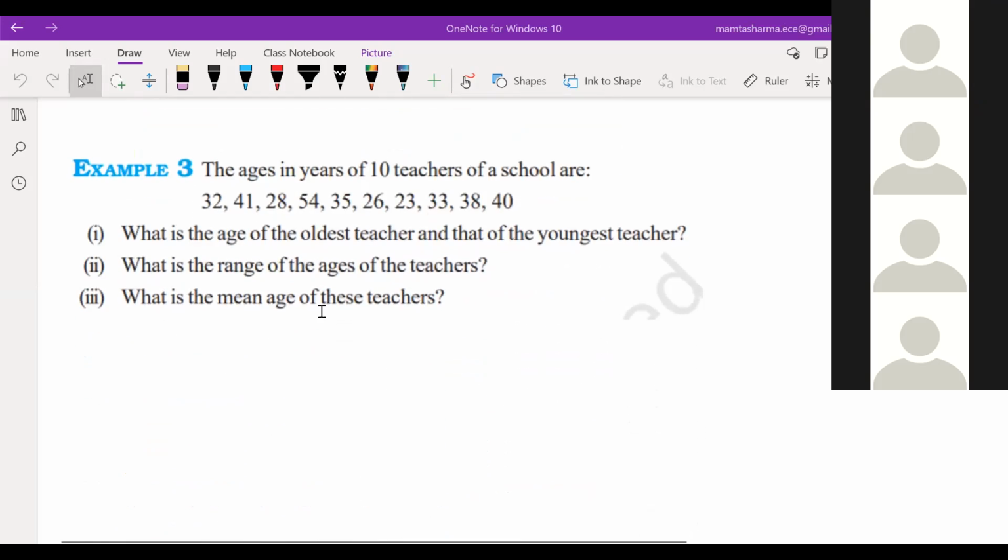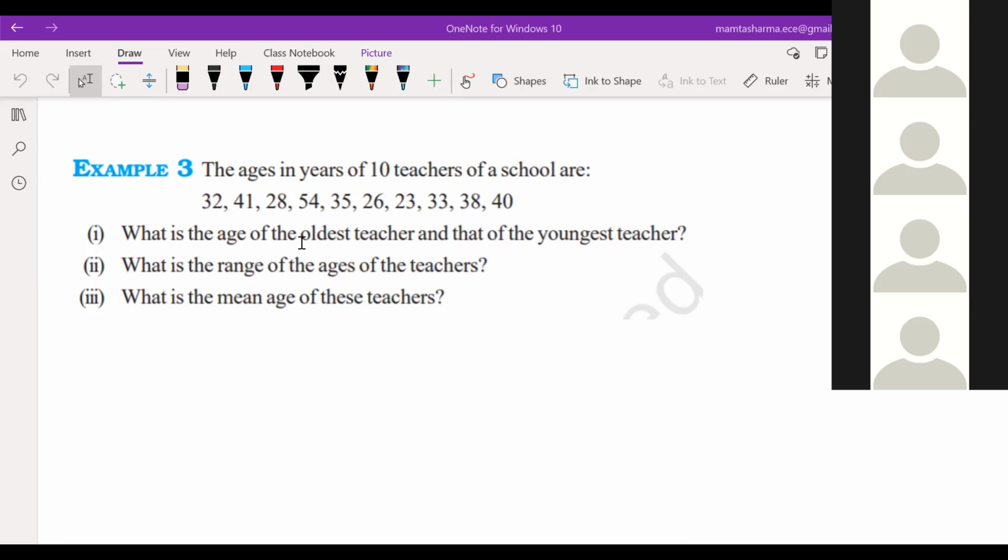Okay, now we will do this question. Write down this one systematically and tell me the answer one by one, or type it in the chat box. Start. The ages in years of 10 teachers of a school have been given. What is the age of the oldest teacher and that of the youngest teacher? So first arrange.